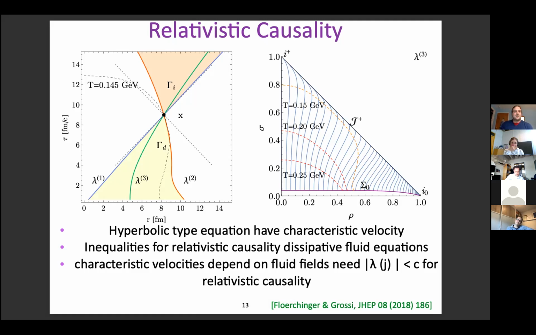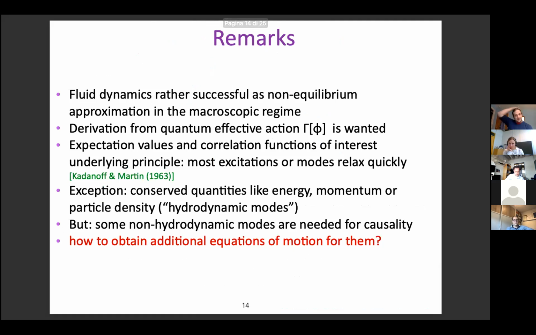Thanks. Yeah, you're welcome. So that's the issue, and the thing that, at least in my personal taste, I don't like in the current modeling of collisions, in particular in the relativistic fluid dynamic equations. As I said, these fluid equations are rather successful, as I also showed before, in approximating the non-equilibrium dynamics if you are really only interested in the macroscopic regime, when the fields vary really, really slowly.